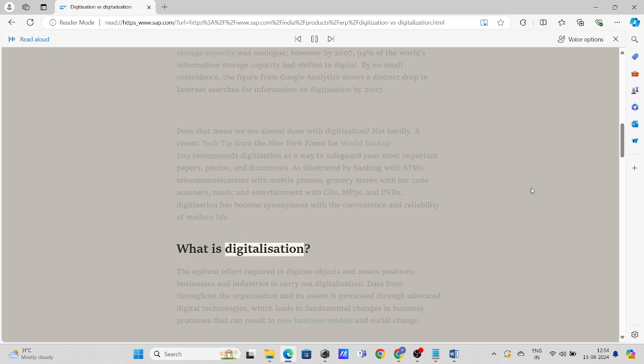What is digitalization? The upfront effort required to digitize objects and assets positions businesses and industries to carry out digitalization. Data from throughout the organization and its assets is processed through advanced digital technologies, which leads to fundamental changes in business processes that can result in new business models and social change.